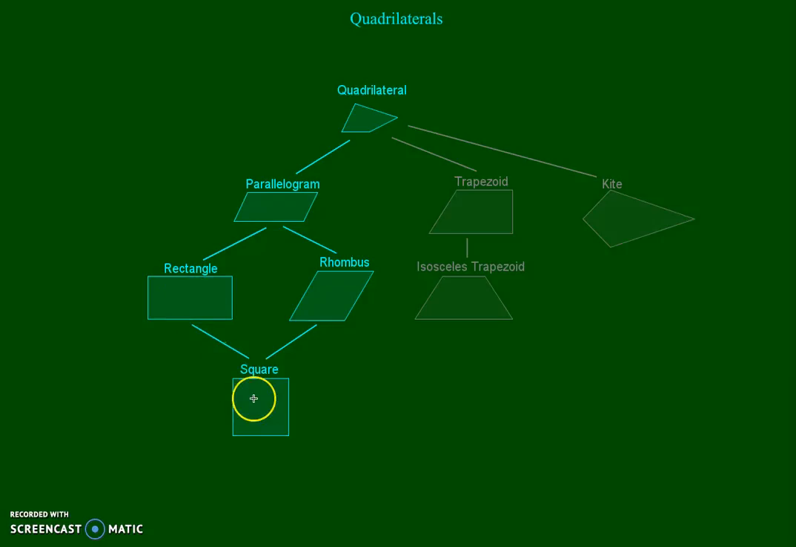So a square has 4 congruent angles, it has 4 congruent sides, it has all the properties of a parallelogram, it has the properties of a rhombus in that the diagonals bisect opposite angles, and the diagonals are perpendicular, and all the properties of a rectangle in that the diagonals are congruent. So that wraps up this left side of our quadrilateral tree. Now we're going to move on to the right side.